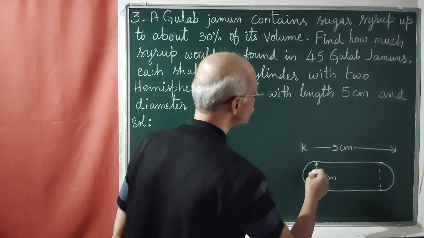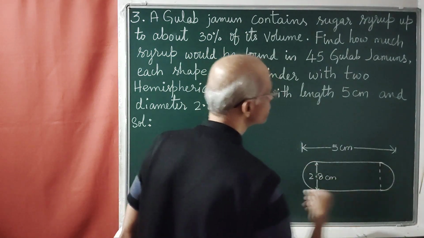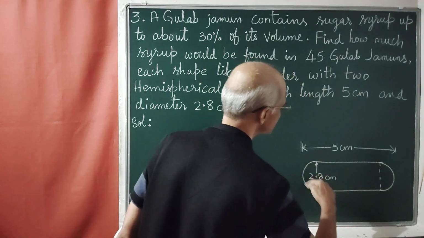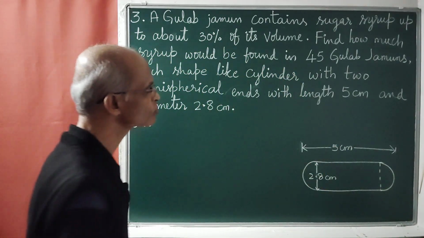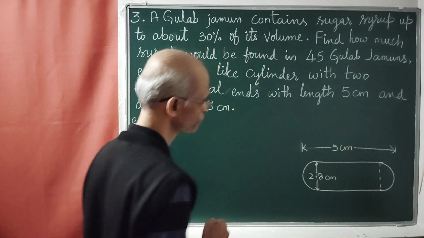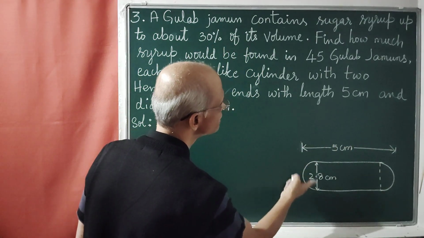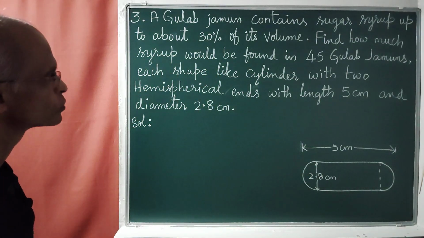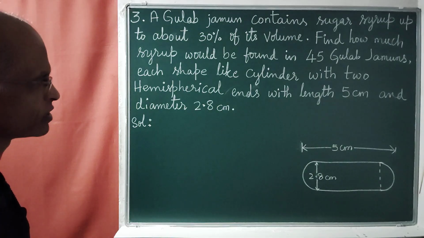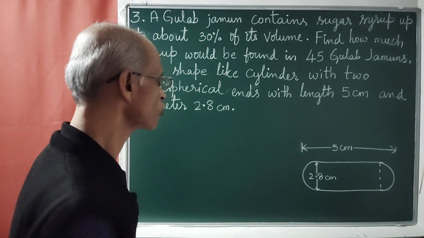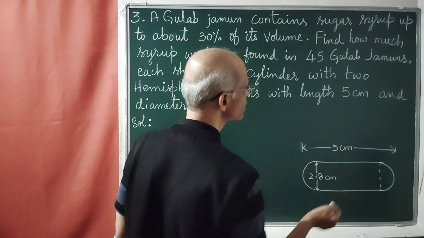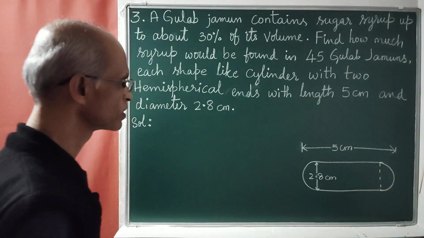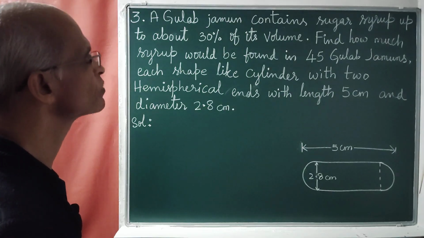Here we have a gulab jamun in the shape of a cylinder plus two hemispherical ends. The total length of the gulab jamun is 5 centimeters and the diameter is 2.8 centimeters. So we have to find out the volume of this first. Volume of the gulab jamun is volume of cylinder plus volume of hemisphere plus volume of hemisphere. First we'll find out the volume of the hemisphere.